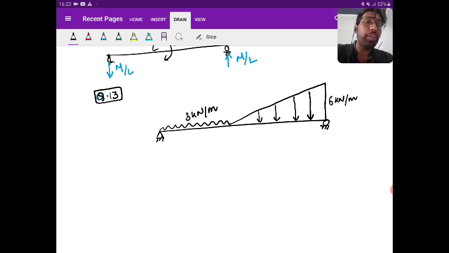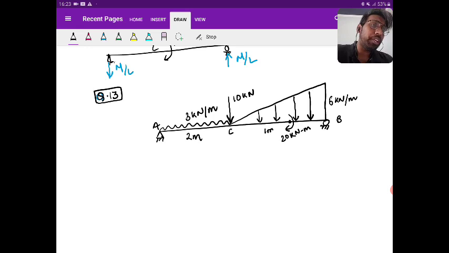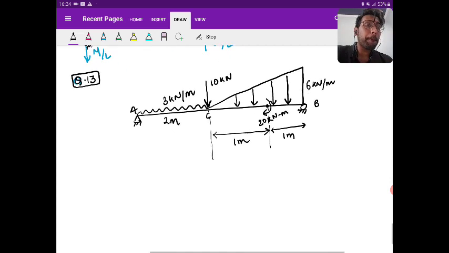So you can see there is a UDL and a UVL. There is also a point load of 10 kilonewton and a moment of 20 kilonewton meter. The distances are given: 2 meter, 1 meter, 1 meter. From C to this point, this is 1 meter. This is given to you in the question, right?